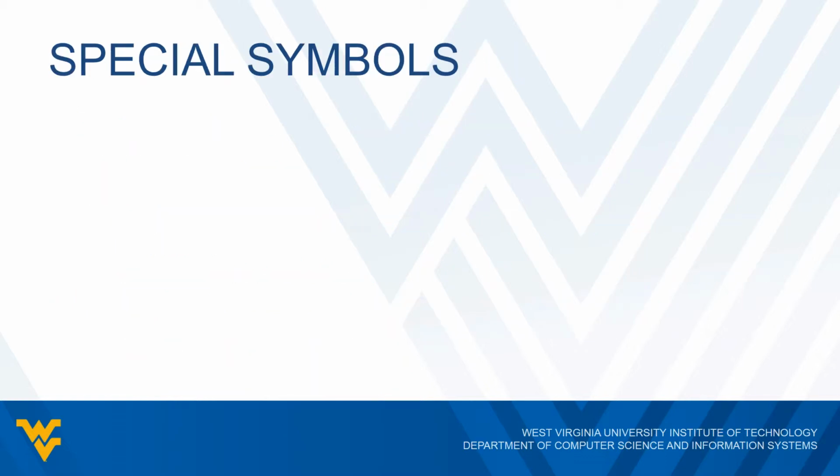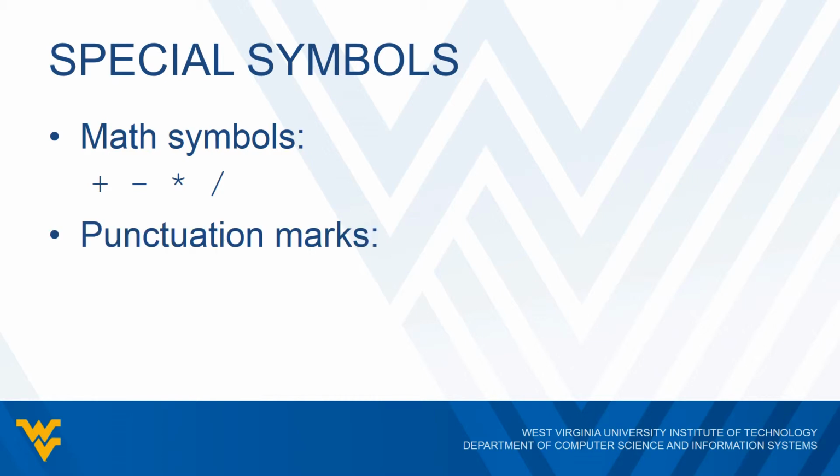And of course, there are special symbols that we need to keep in mind when writing our programs. So for instance, if we wanted to do any math operations, well, we can use the common math symbols. So we can do plus for addition, a dash for minus, a star for multiplication, and a slash for division. We have punctuation marks, so we can use periods, semicolons, question marks, commas. There are additional marks as well.